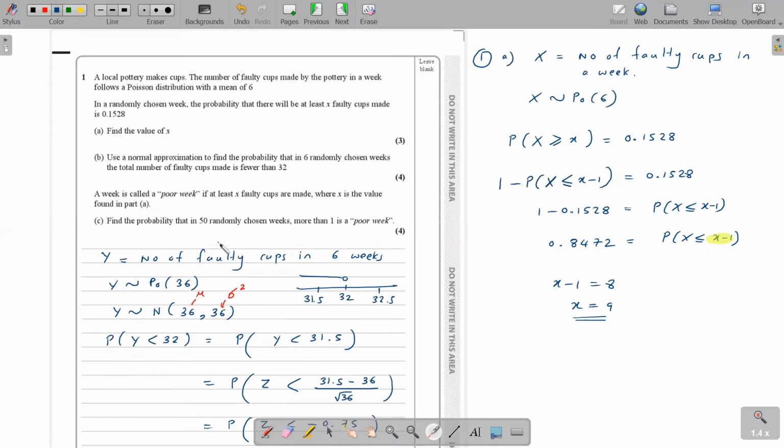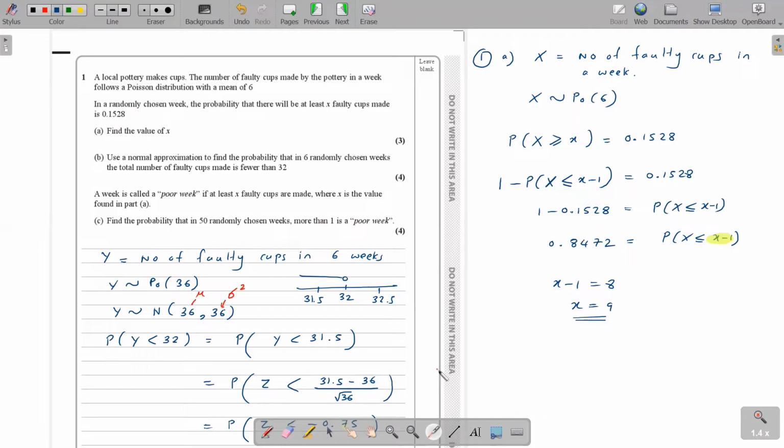Can you see? They are saying find the probability that in 50 randomly chosen weeks, more than 1 is a poor week. Basically we are modeling for what? Are we working with the number of faulty cups now? No, we are working with the number of weeks. So you have a total of 50 weeks and out of 50, we need to find the probability that more than 1 is a poor week. So what comes into your head? This is binomial.